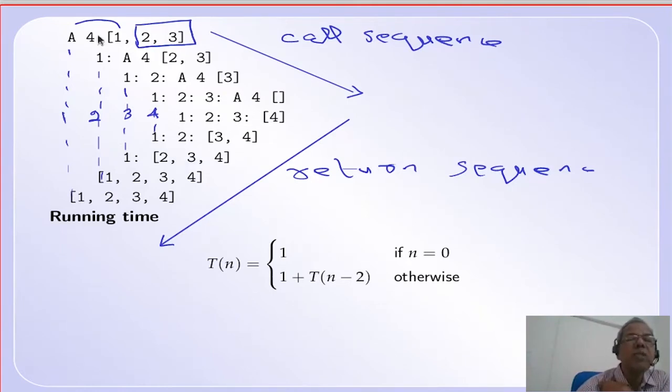In call 2, what is the pending construction operation? 1 needs to be prepended, and therefore here 1 is prepended to 2, 3, 4, and we get 1, 2, 3, 4. And this is the original call. We have already got the result. Therefore, 1, 2, 3, 4 is returned.